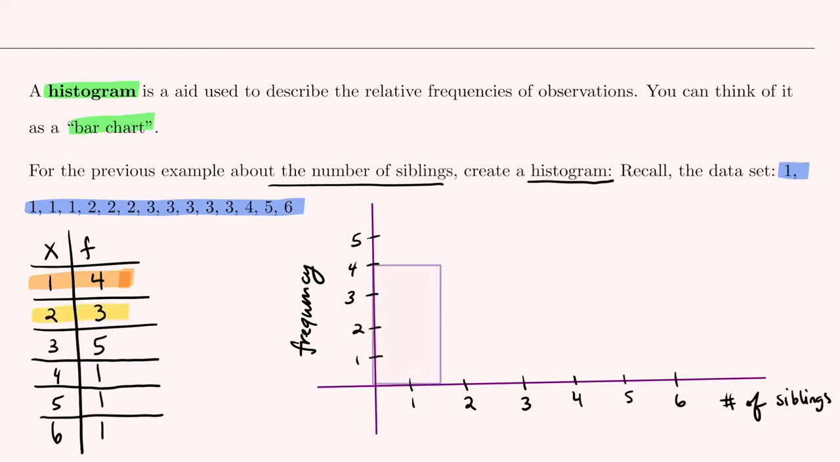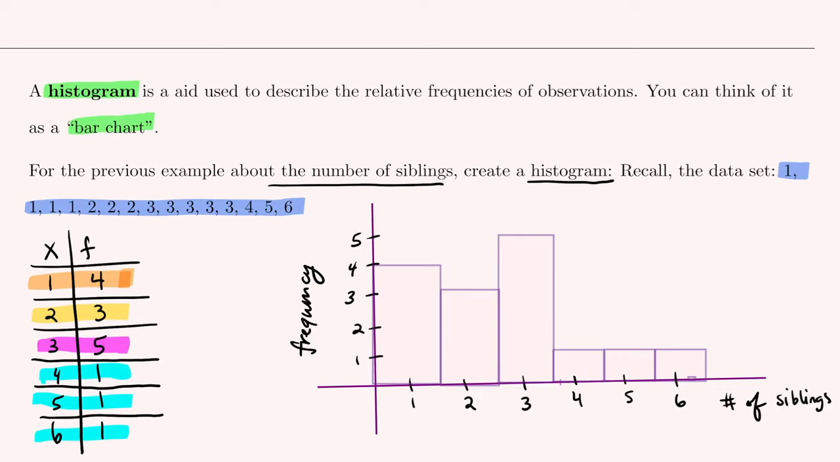Next up is data item 2, and we see it occurred 3 times. So that would give us this portion of the bar chart. And we continue in this way throughout our entire frequency distribution. So for data item 3, it occurred 5 times. And then we see that data items 4, 5, and 6 all were of frequency 1. And that is how we can make our histogram based on our frequency distribution.